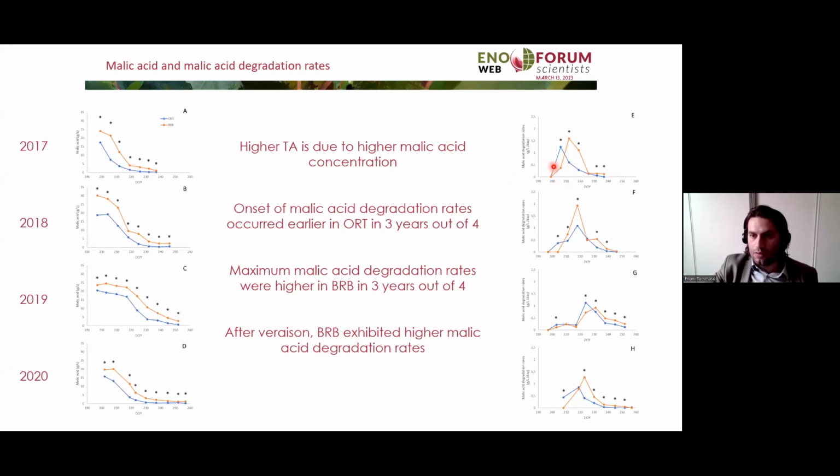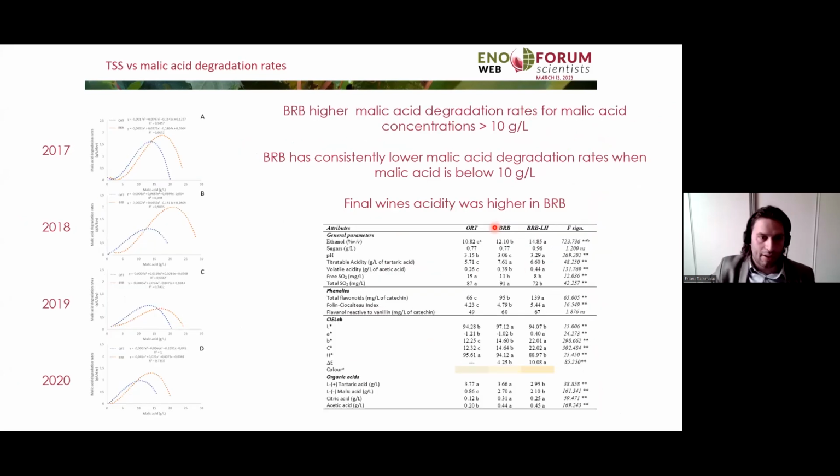Essentially, Barbesino was the variety exhibiting the higher maximum malic acid degradation rates in almost all the years. And if considering the period after the peaks, Barbesino is the one that was having higher malic acid degradation rates in grams per liter per day consistently until the end of the season in any of the 4 years evaluated.